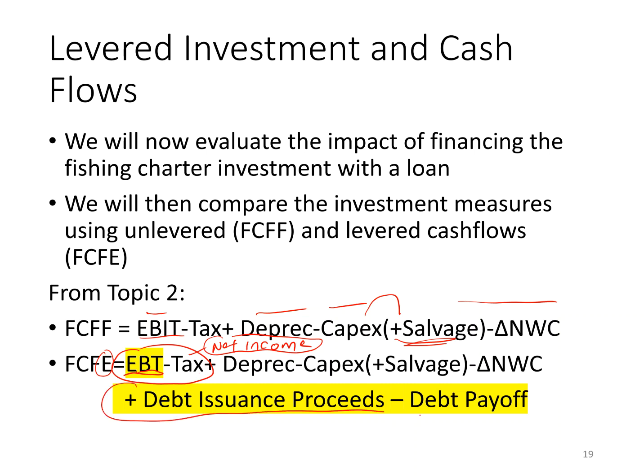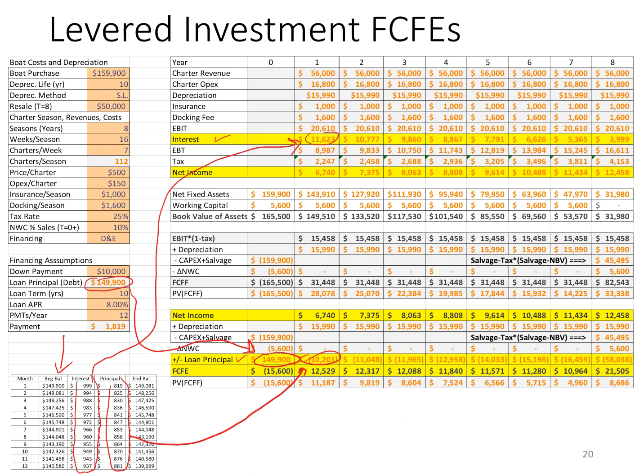And then some more adjustments for FCFE. I want to show all the debt cash flows. So if I get a loan, I need to show that as a proceed. If I pay off a loan or have a principal payment on a loan, I need to show that as an outflow. So we're going to calculate our FCFE of our fishing charter investment.